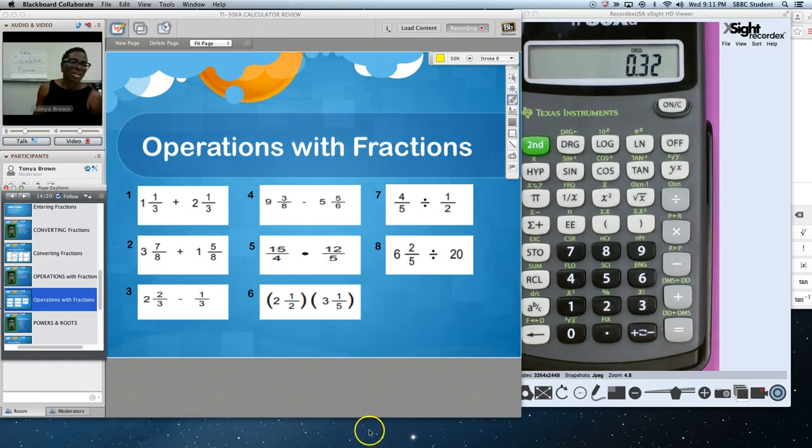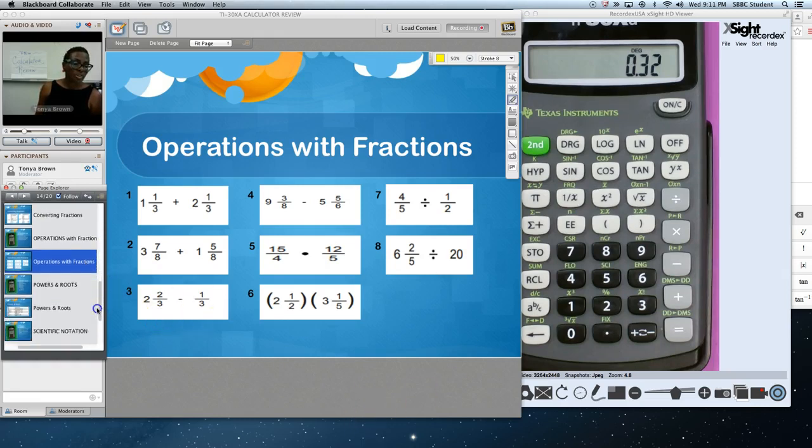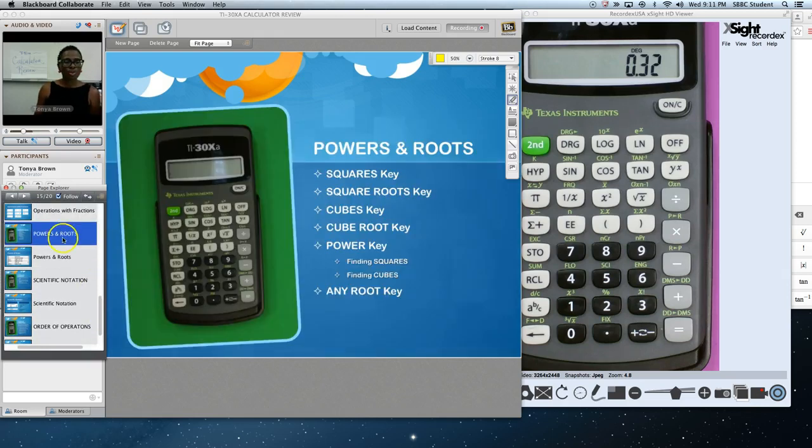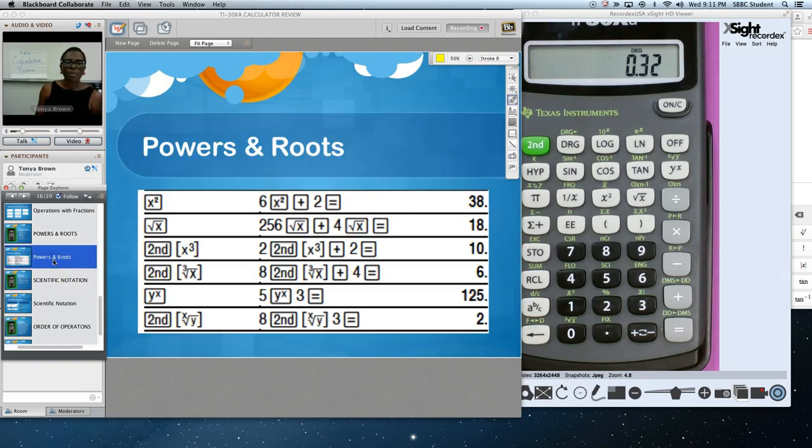All right. So moving on from operations with fractions. Hope you got enough practice there. Let's talk about powers and roots. So in this section, we talk about squares, square roots, cubes, cube roots, the power key, and any root key. So that's what we're going to do. Let's play with some problems.